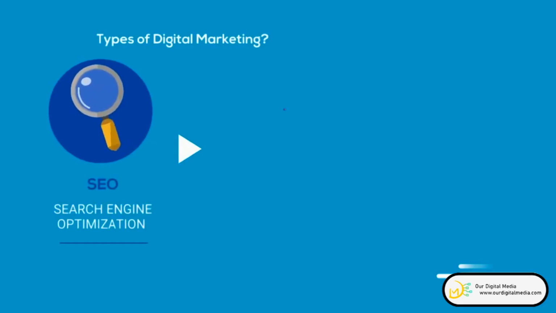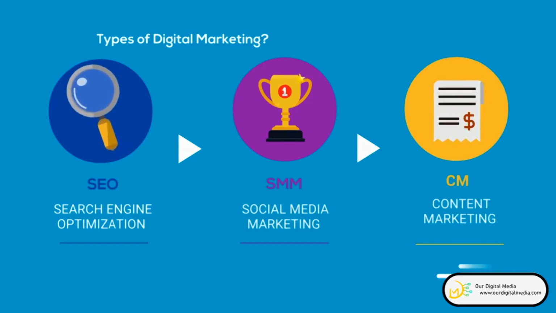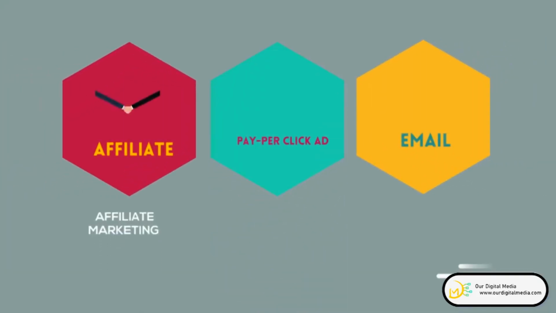Types of digital marketing: search engine optimization, social media marketing, content marketing, affiliate marketing, pay-per-click and SEO marketing, email marketing.